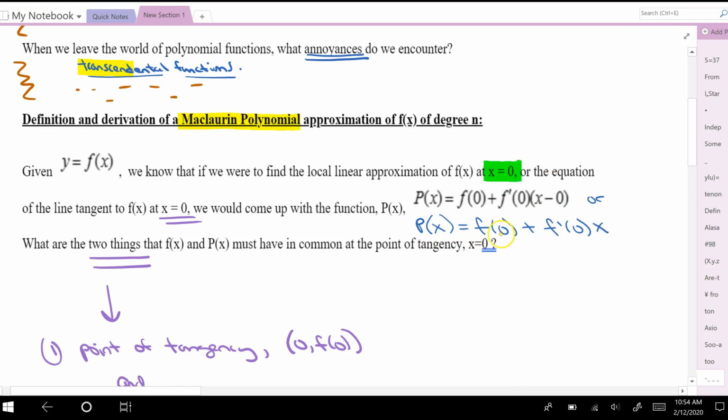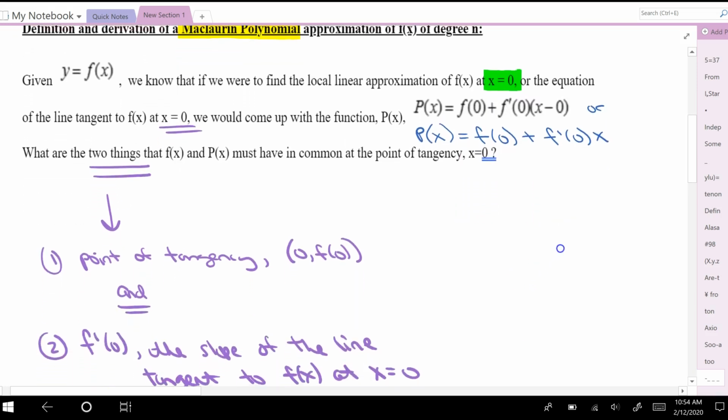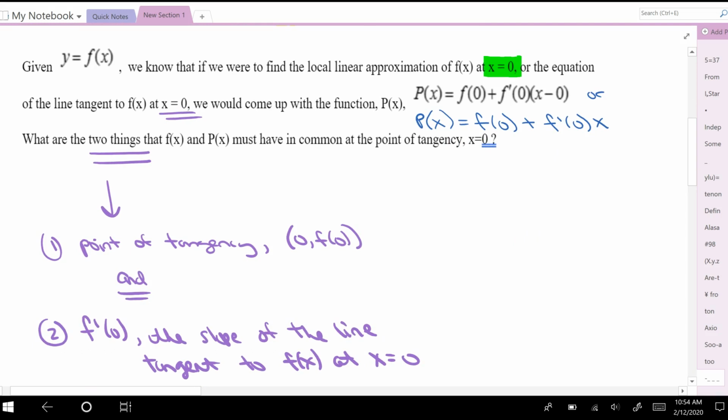Now, depending on how fresh you are, some of you may be wondering, where on earth did this come from? I don't remember. Well, let me take you through, okay? When we found the equation of the line tangent to f at x equals 0, we were looking primarily at finding a line that had two things in common with f of x. So in this build-up here, I'm calling p of x the equation of the tangent line, okay?